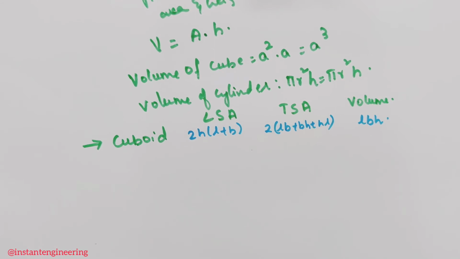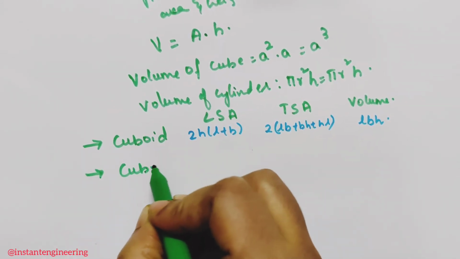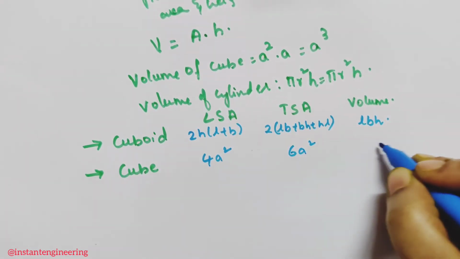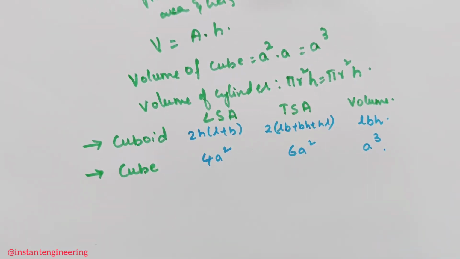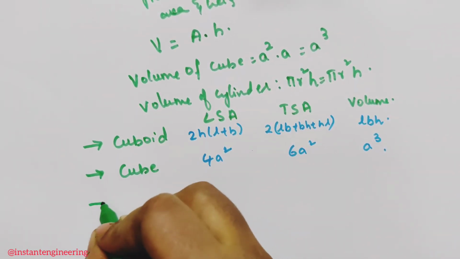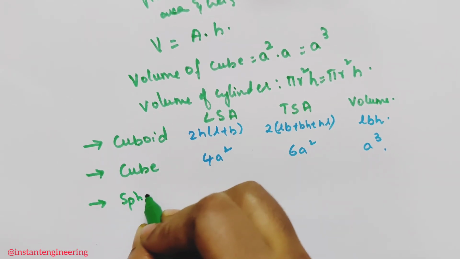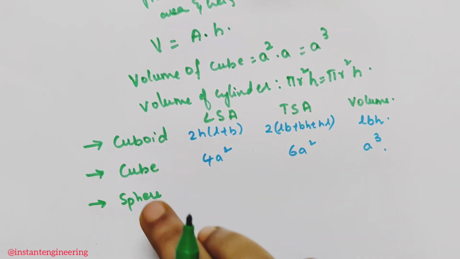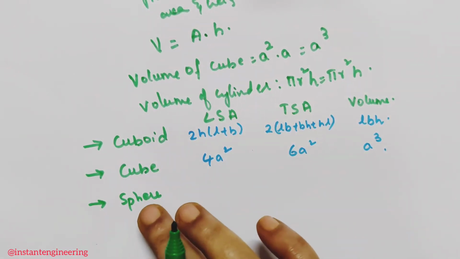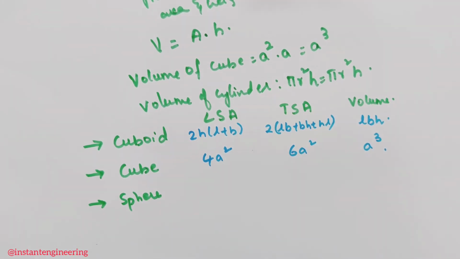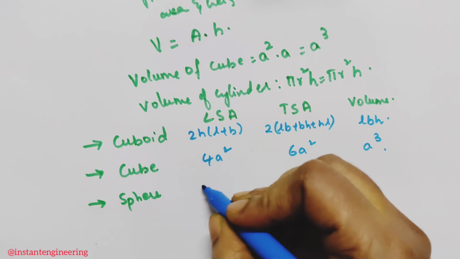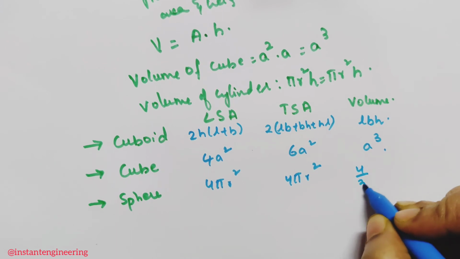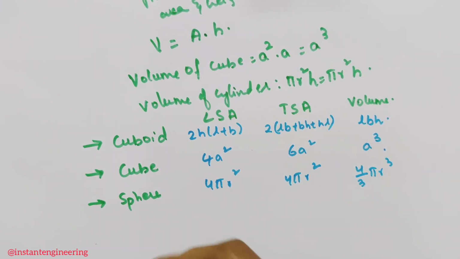Next is cube. For cube, LSA is 4a square, TSA is 6a square, and volume is a cube. Next we will take sphere. Most of the questions are about cuboid, cube, cylinder, and sphere. For sphere, TSA is 4 pi r square, and volume is 4 by 3 pi r cube. And next comes the cylinder.